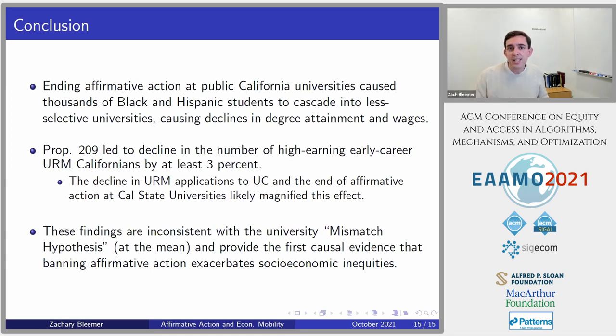These findings are inconsistent with the so-called university mismatch hypothesis, the notion that students ought to attend universities where they have very similar academic preparedness to their peers. And this is going to provide the first causal evidence that banning affirmative action exacerbates pre-existing socioeconomic inequities.